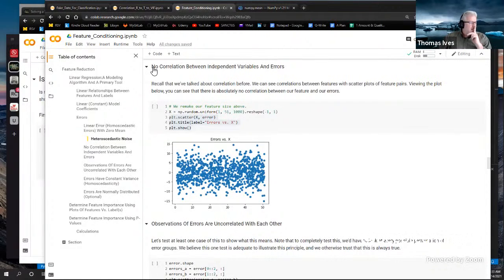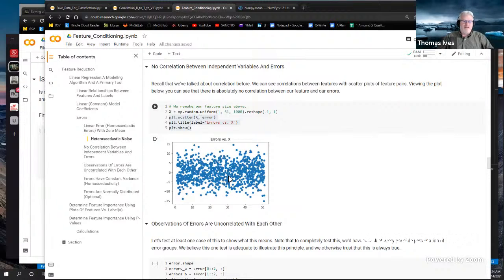Okay, now the next assumption, no correlation between independent variables and errors. Now, this isn't no correlation between features yet, although we are getting there. This is just between features and errors. Well, how can we do that? Let's just do a scatter plot between X and the errors. That's all you have to do.